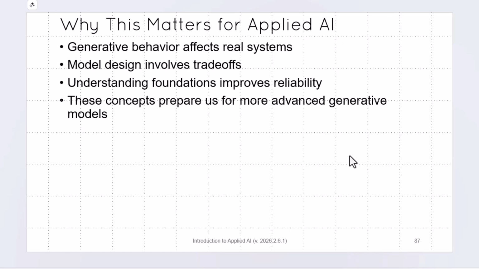Why does this all matter for applied AI? It is the central tenet and central concept and topic of our course. Generative behavior affects real systems. Model design involves trade-offs, and understanding foundations improves reliability. These concepts prepare us for more advanced generative models.